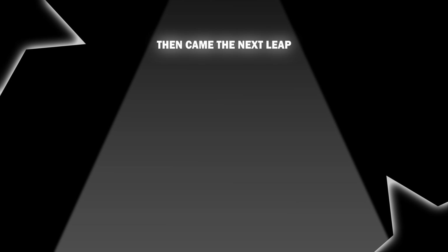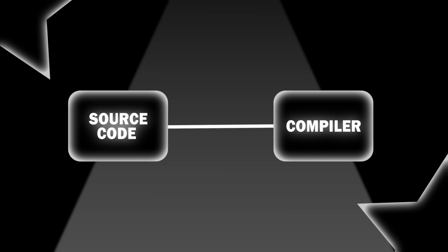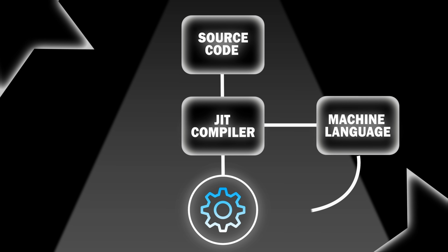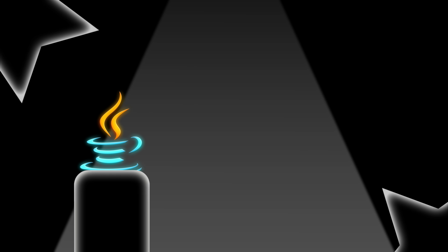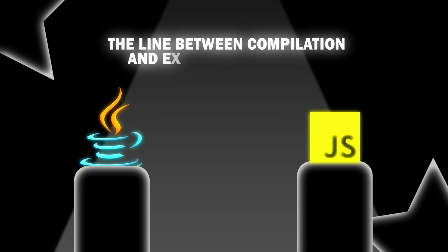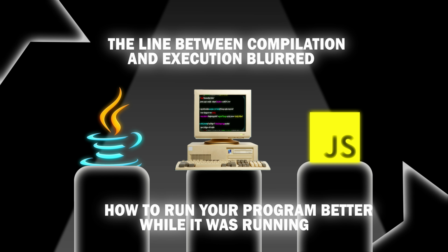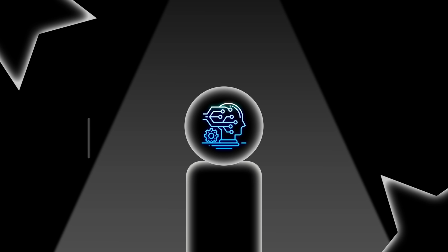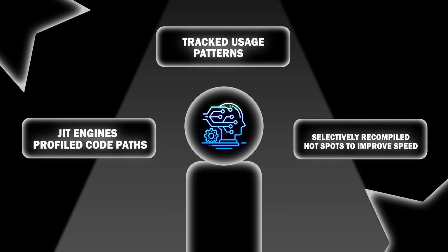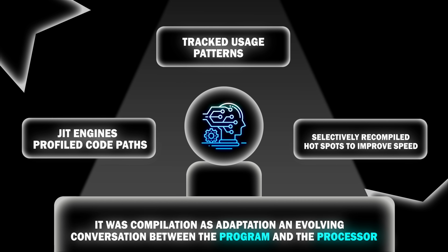Then came the next leap, JIT compilation, or just in time. Instead of translating code once and freezing it into machine language, the compiler began to act dynamically, watching programs as they ran, optimizing them in real time. Languages like Java, and later JavaScript, turned this idea into mainstream practice. The line between compilation and execution blurred. The machine could now learn how to run your program better, while it was running. This required new kinds of intelligence. JIT profiled code paths, tracked usage patterns, and selectively recompiled hotspots to improve speed. It was compilation as adaptation, an evolving conversation between the program and the processor.